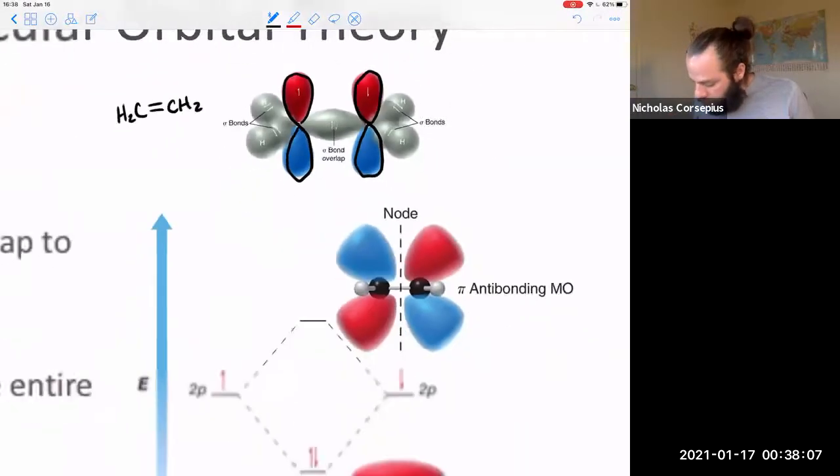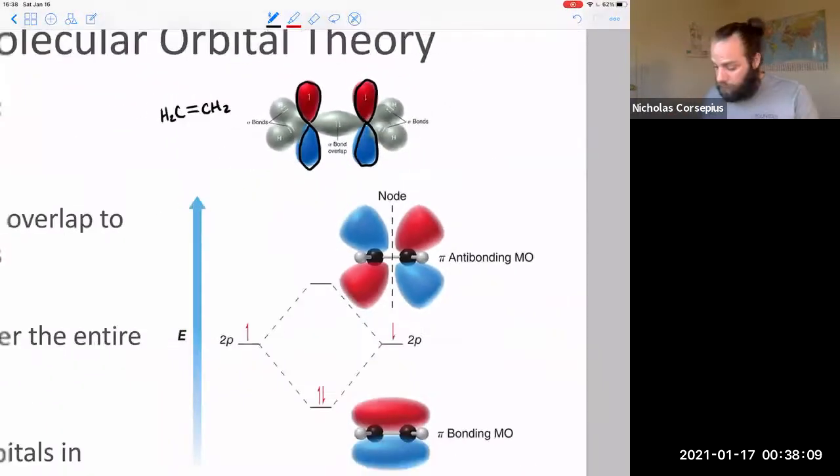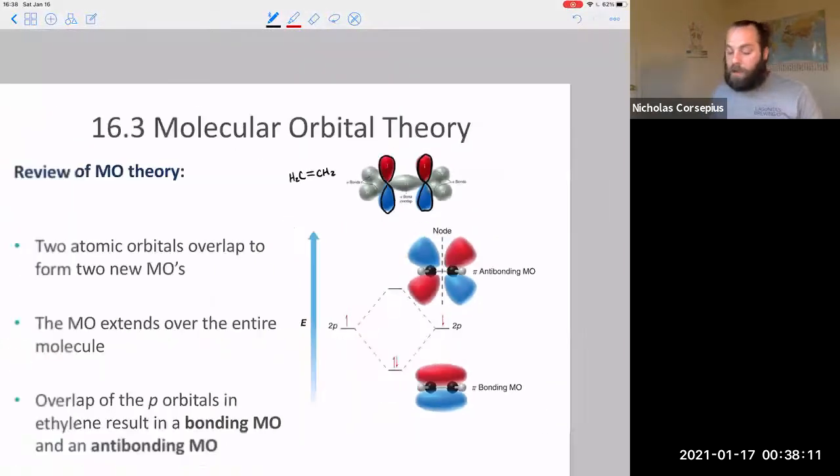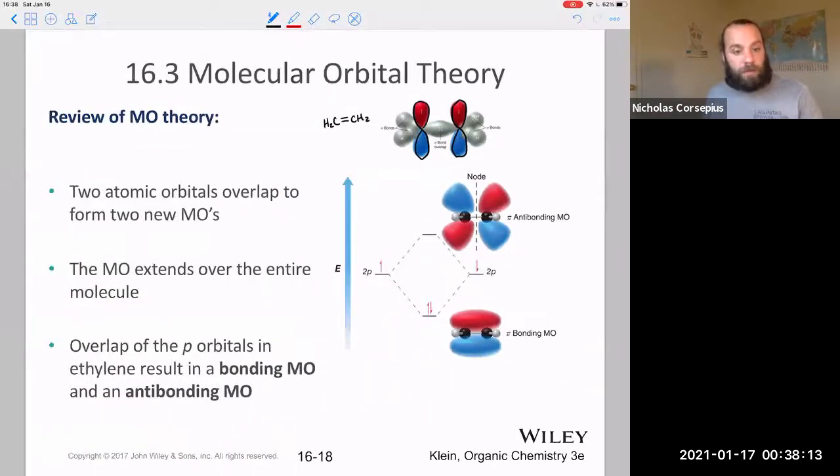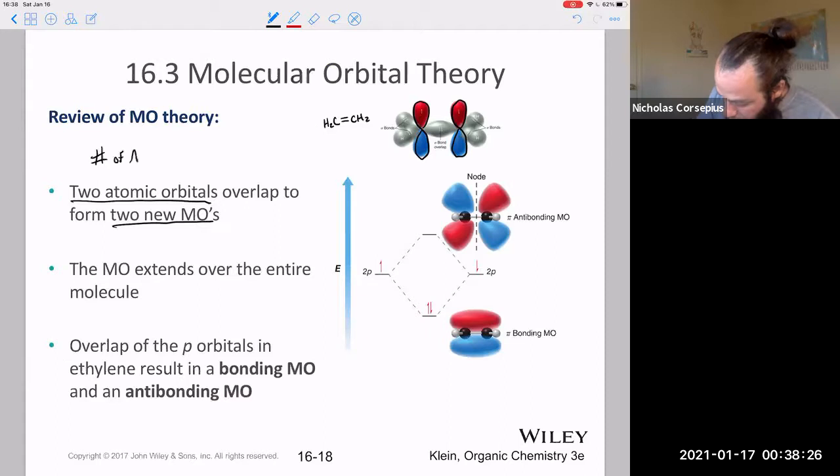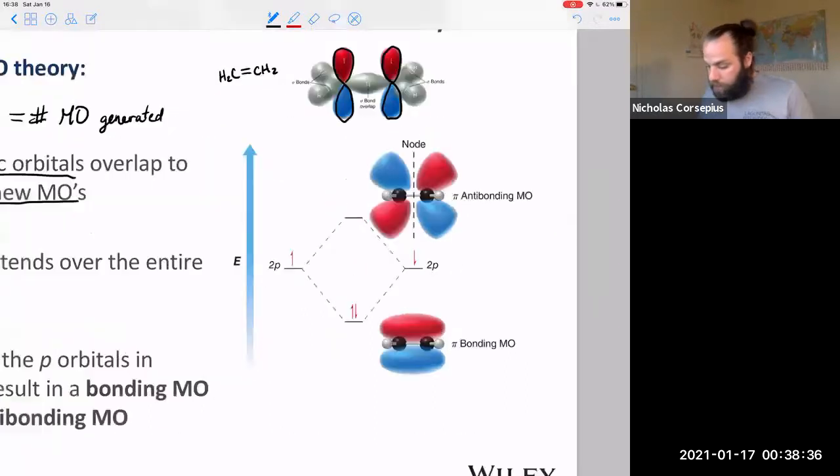This is what we call molecular orbital theory, the idea that atomic orbitals will mix to form molecular orbitals. In this case, we have two atomic orbitals that are mixing to form two new molecular orbitals. In general, the number of atomic orbitals that you mix will equal the number of molecular orbitals generated. So these two p orbitals mix.